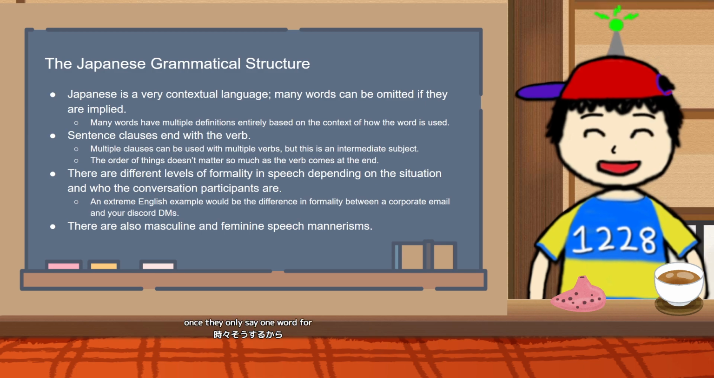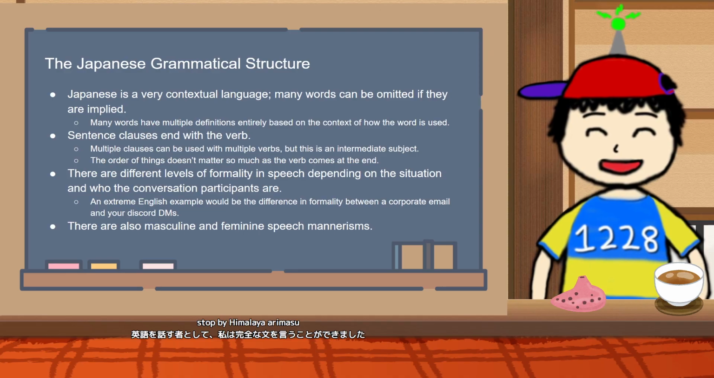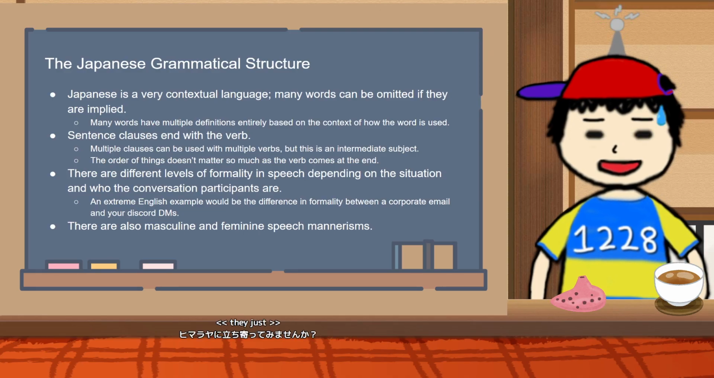For example, the word hima means free time. So, as an English speaker, I could say the complete sentence, Anata wa hima ga arimasu ka? Are you free right now? Or rather, ima wa. I've started. In Japanese, they just walk up and say, hima?